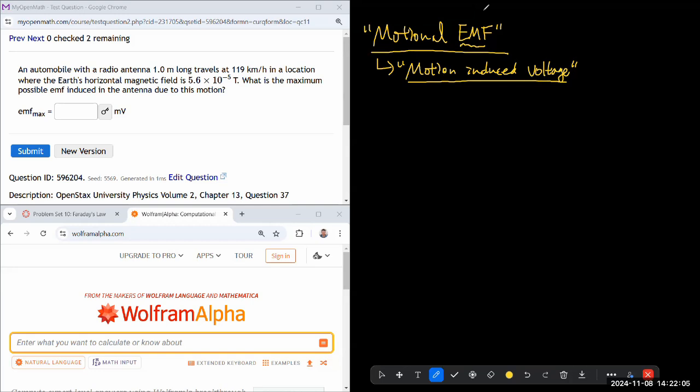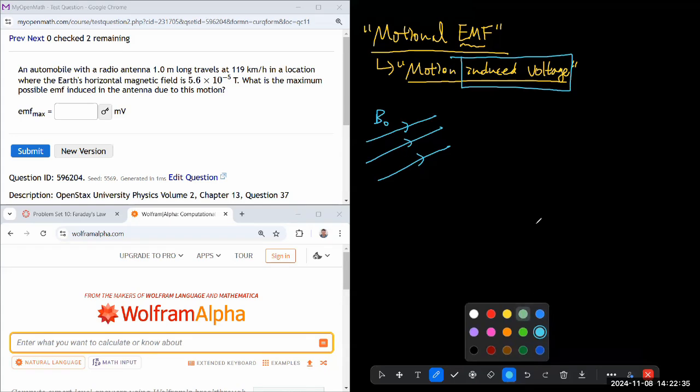In any case, in this setup, let's just sketch out some of the things. So we are being told we have horizontal magnetic fields. Let me draw it in perspective view. So it looks this way, but these are horizontal magnetic fields, and we are given its value. And we are looking for the maximum possible EMF, this motion induced voltage, and it's based on this idea.